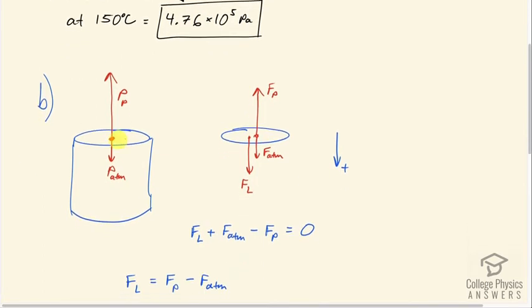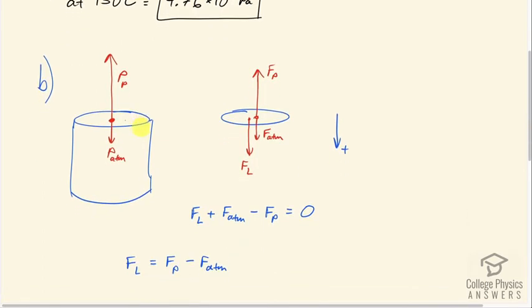Part B says, what force does the lid need to withstand in order to contain this pressure inside the pressure cooker? So there's a pressure due to the pressure cooker, I just labeled it P subscript P, pushing outwards on the lid. And then there's the atmospheric pressure that's pushing down on the lid. And then if we draw a free body diagram of the lid, we have the force due to the pressure upwards, the force due to the atmosphere downwards, and then also this force due to the lid downwards. And this force plus atmosphere force downwards in total has to equal the force due to the pressure outwards.